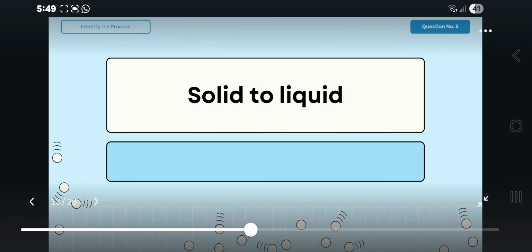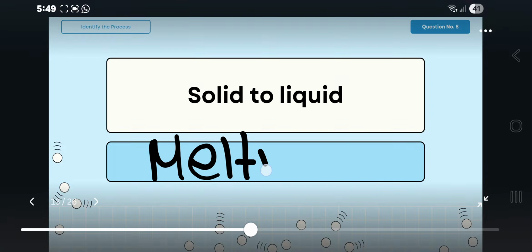Okay, I am typing. First, tell me, whenever we move from solid to liquid, what is this process called? Whenever we move from solid to liquid, what is this process called? Melting. The correct answer over here is melting, because whenever ice changes state to liquid, water, this is a good example.